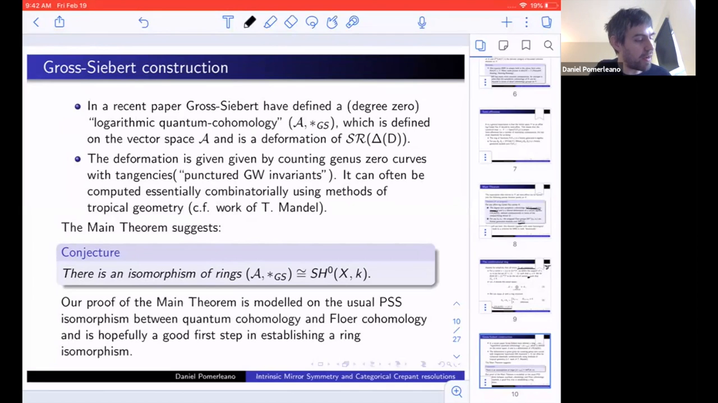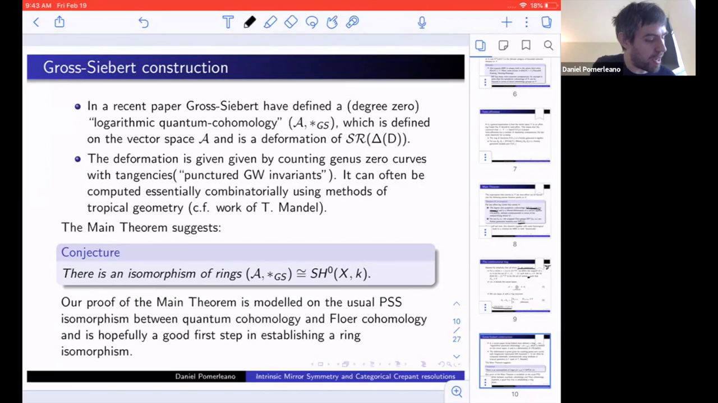So the deformation, just like in ordinary quantum cohomology, is given by counting genus zero curves, but they come with certain tangency conditions now. That's the sense in which it's relative. In general it's hard to compute, but in these cluster variety cases that I was mentioning, it can be computed using methods of tropical geometry. So it's very computable for cluster varieties.